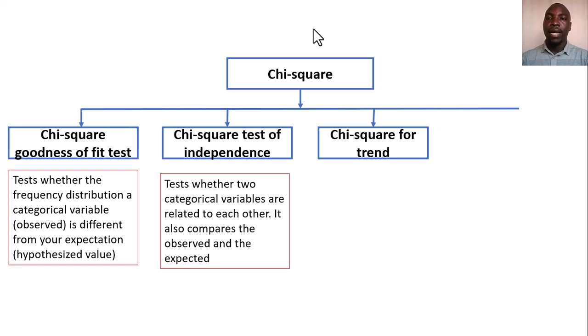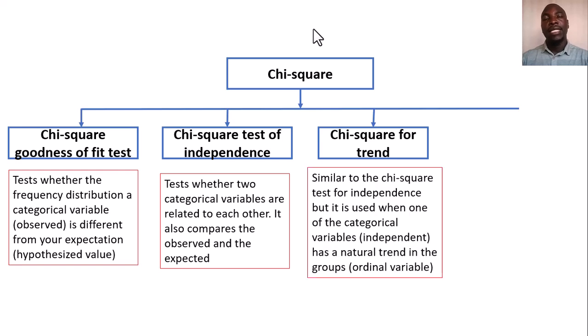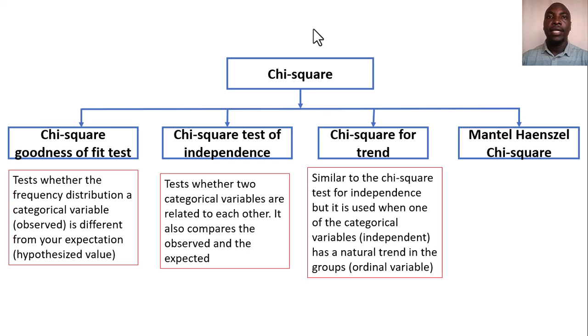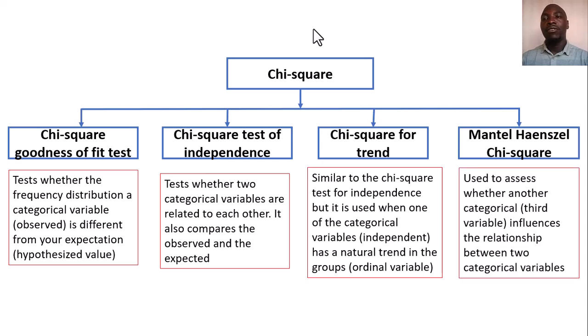Next, we also have a chi-square for trend, which is similar to the chi-square test for independence, but it is used when the predictor or the independent categorical variable is an ordinal variable. And lastly, we have the Mantel-Haenszel Chi-Square Test, which is used to assess whether a third categorical variable influences the relationship between 2 categorical variables. Let us look into the details of each of these.